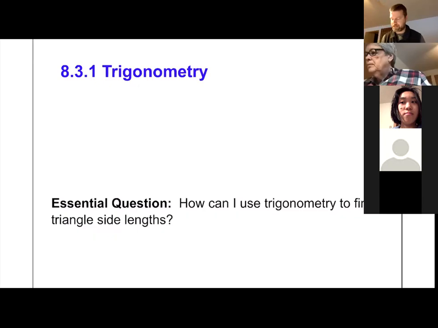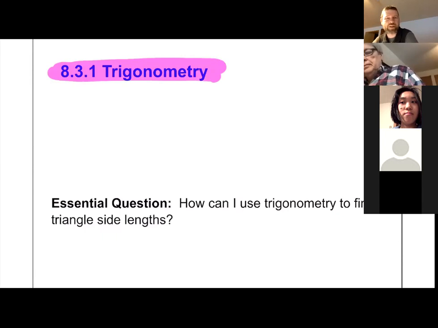So today's lesson is on trigonometry. Like I had mentioned, trigonometry is going to be new, so we're going to definitely slow down and take our time with it. It's kind of cool, and once you get it, it's not too tough, but it's going to seem weird at first. So our essential question for today is how can we use trig to find triangle side lengths?